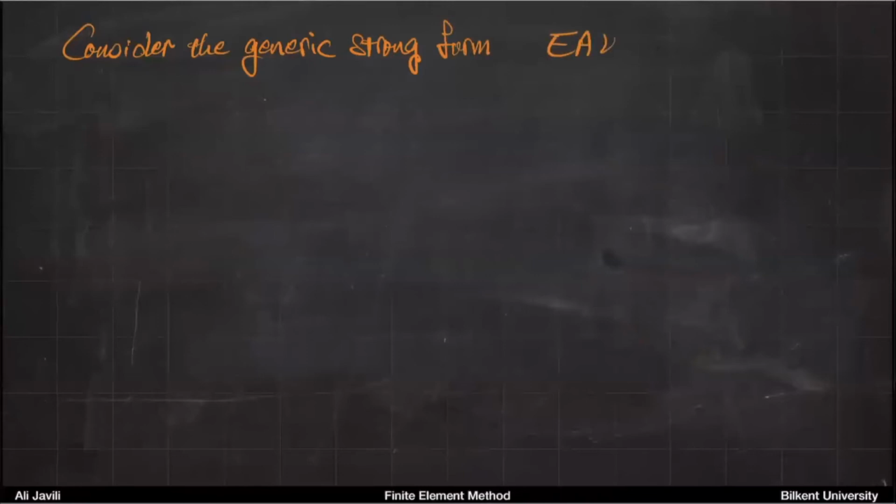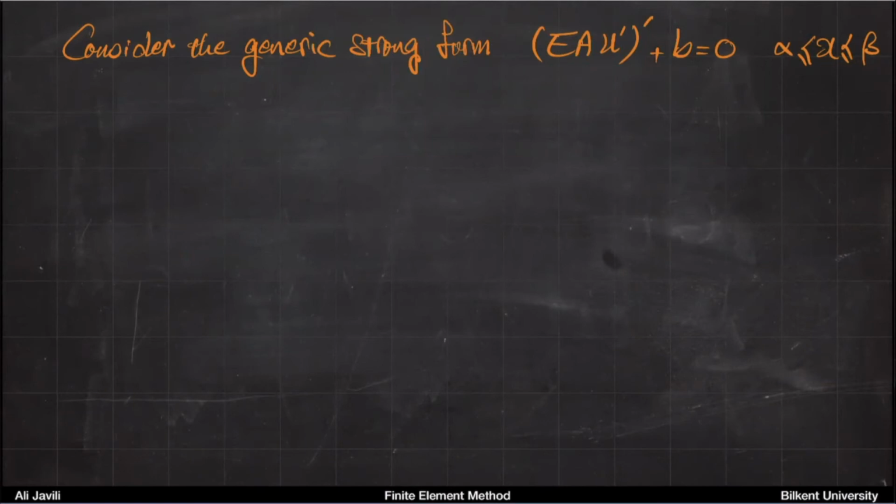It's EA U prime, the derivative of that, plus B equals 0, and we assume this holds for every x between alpha and beta. We don't say exactly that alpha and beta are 0 and 1 as in the previous example. This is any part of a domain, which could be 0 to 1, or a different size of domain. And then you would have boundary conditions too. So this system is subject to boundary conditions at x equals alpha and beta. So this is your generic strong form.